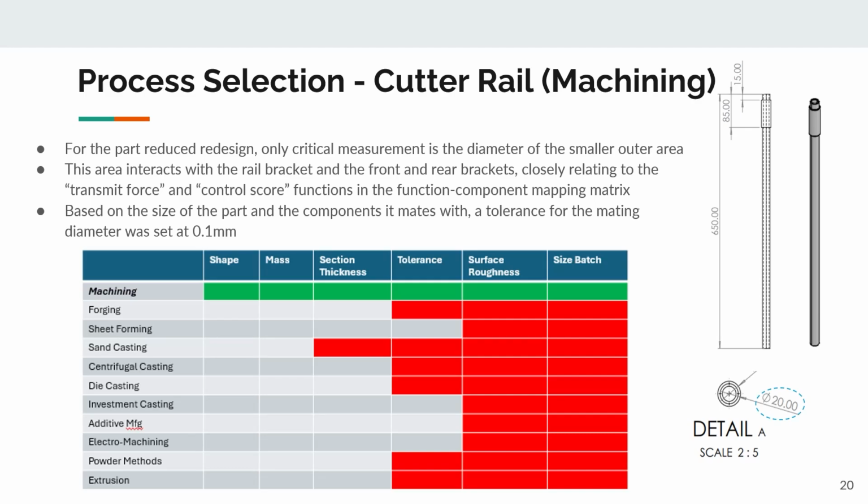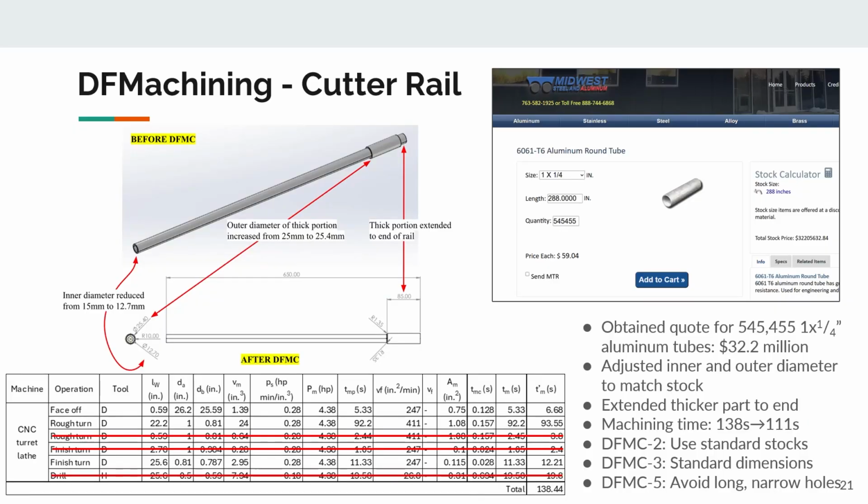In order to calculate the design for machining costs for our cutter rail, we used a slightly different method than what was taught in class. Instead of using a cost per mass estimate for our stock, we obtained a quote from a real company for aluminum round tubes that had similar dimensions as our cutter rail. Each tube was 288 inches long, which meant that 11 cutter rails could be made per tube. 2 cutter rails are needed per unit, and 3 million units was our production volume, which means that we had to order 545,000 tubes for a cost of $32.2 million.